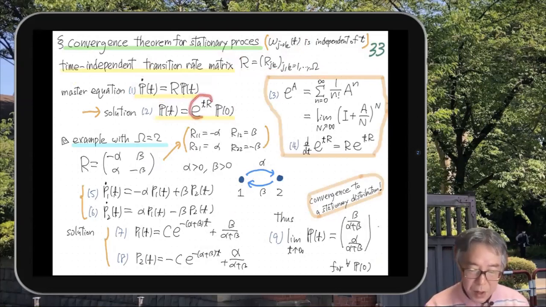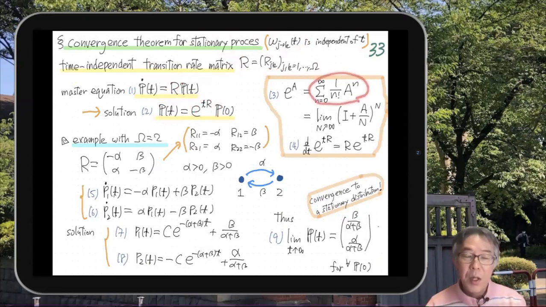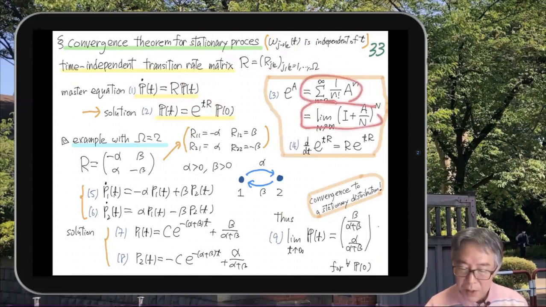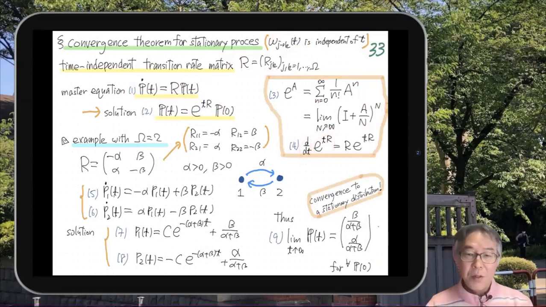Here you have e to the tR, but I think most of you know about this. This is a matrix, but the exponential of a matrix is defined, for example, like this, by using this infinite sequence, or through this limit. You can easily show that this converges or this converges, and they give exactly the same result. And also you can easily prove that for a real parameter t, if you differentiate this e to the tR by t, you get this. Well, of course, everything is what you expect from the ordinary exponential function. But anyway, this is a solution.